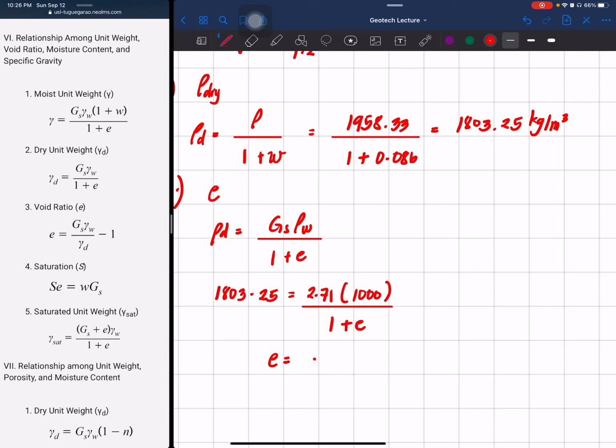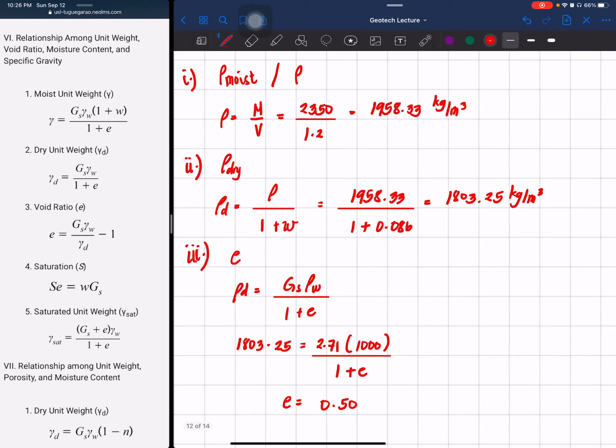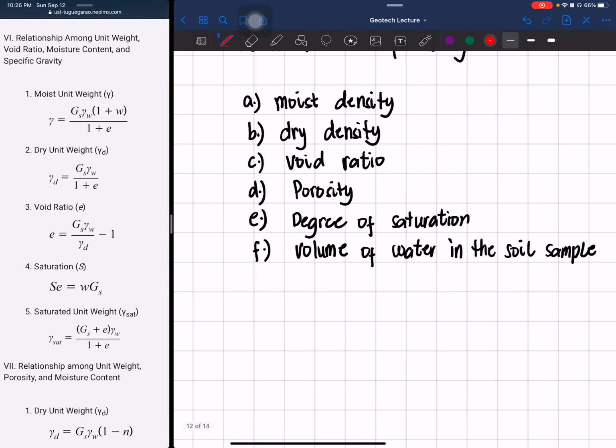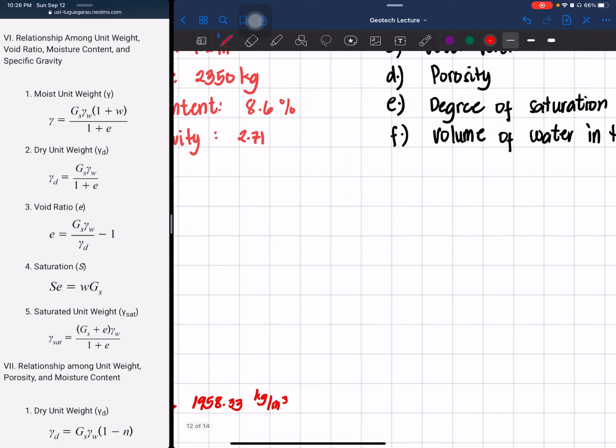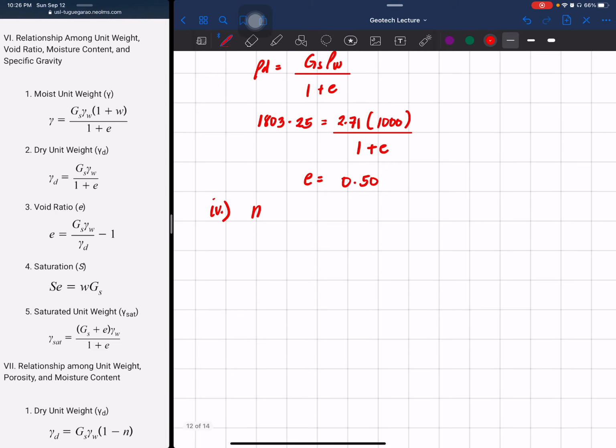So your e is 0.50. Okay, so that is your void ratio. Next thing that you're going to get is the porosity. So if you already have the void ratio, you can actually compute for the porosity, n. Okay, so what's the formula for your porosity? That is just equal to e over 1 plus e.